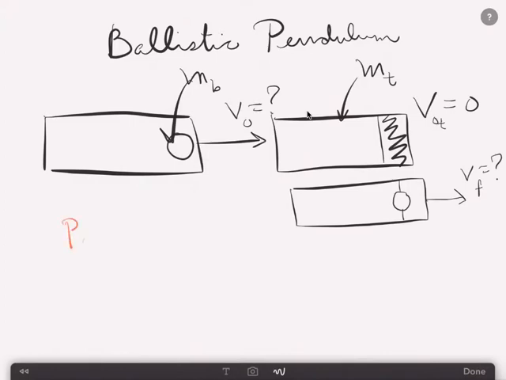So this is the first scenario, and let me show you what our equation is going to look like. We start off with our initial momentum, and we have our final momentum. So our initial momentum is the mass of the ball times the velocity of the ball. That is how we define momentum, mass times velocity. And then it's also going to be plus the mass of the tube times the initial velocity of the tube. This is equal to the mass of the ball plus the mass of the tube times the final velocity of both the mass and the tube.